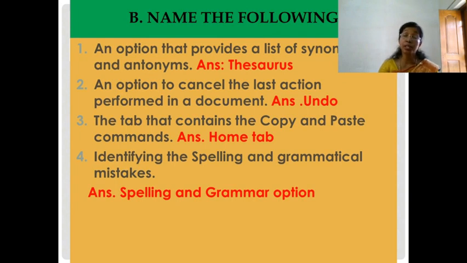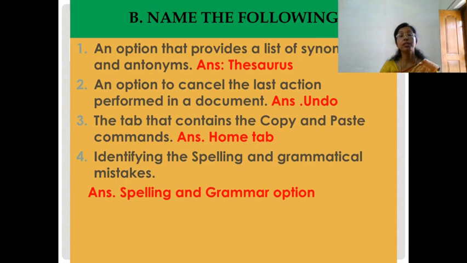Now we will move to the next exercise, exercise B, name the following. First one, an option that provides a list of synonyms and antonyms. In the test yourself also we had the same question. So the answer is the thesaurus option. Question number 2: an option to cancel the last action performed in a document. The answer is undo.